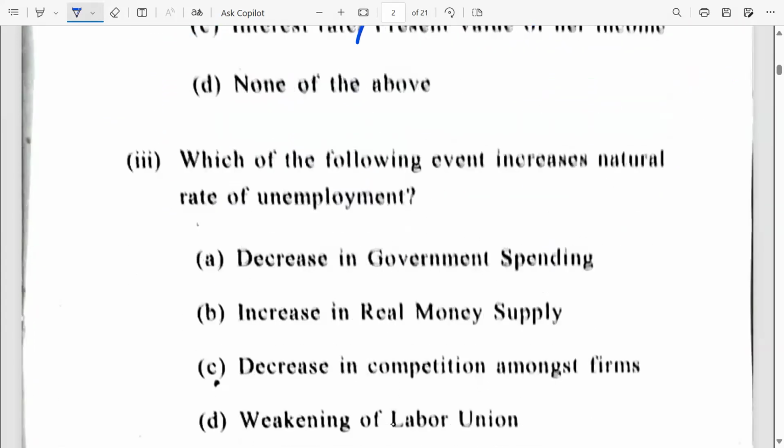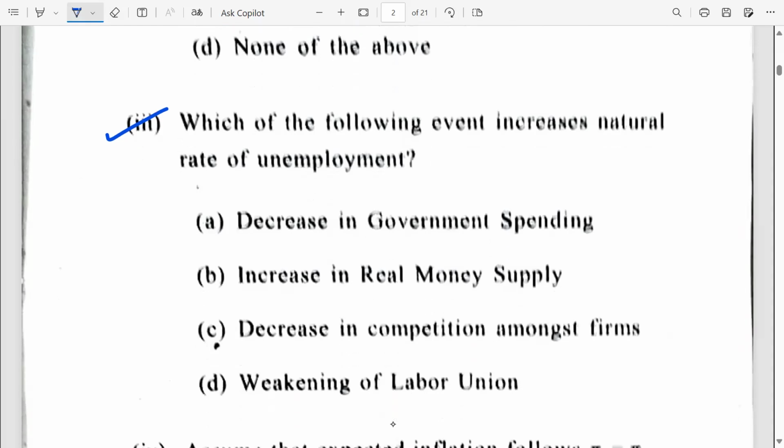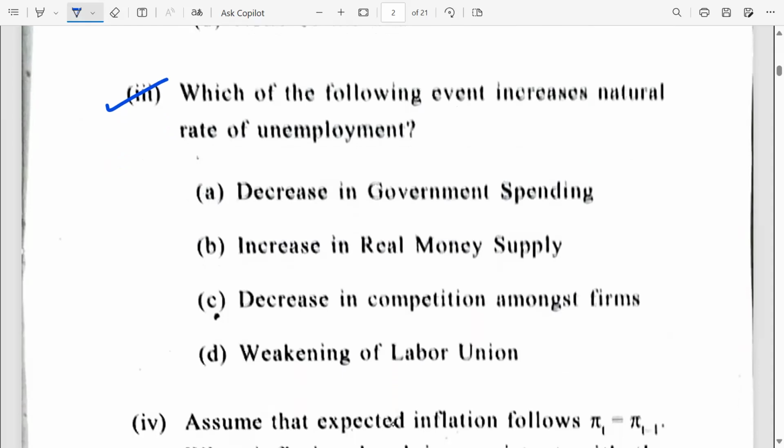Okay, let's look at the third question. Which of the following events will increase the natural rate of unemployment? Now, students can look at my lectures on labor market and the long run aggregate supply curve, where I've done the wage setting, price setting equations, and how there is an increase in natural rate of unemployment. So if you look at the options given to you, decrease in government spending, increase in real money supply, decrease in competition among the firms, and weakening of labor union.